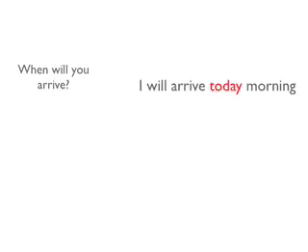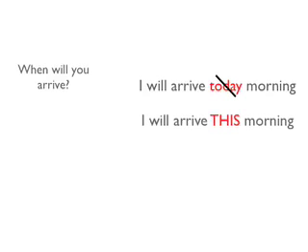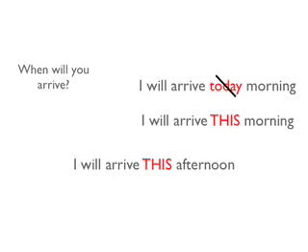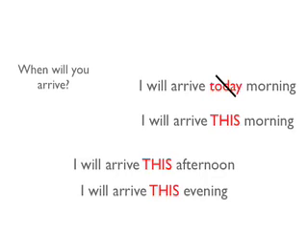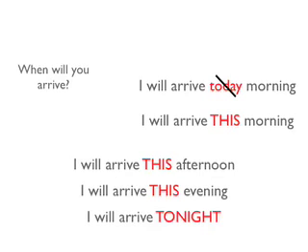When will you arrive? Here's another example. When will you arrive? I will arrive today morning. Again, that's wrong. It should be I will arrive this morning. I will arrive this afternoon. I will arrive this evening. And I will arrive tonight. There we go. We finally have tonight.